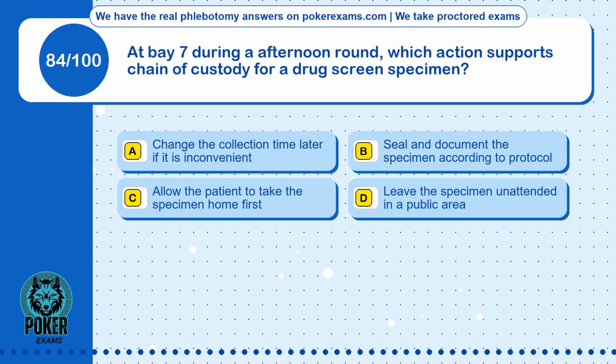Question 84. At Bay 7 during an afternoon round, which action supports chain of custody for a drug screen specimen? Option A. Change the collection time later if it is inconvenient. Option B. Seal and document the specimen according to protocol. Option C. Allow the patient to take the specimen home first. Option D. Leave the specimen unattended in a public area.